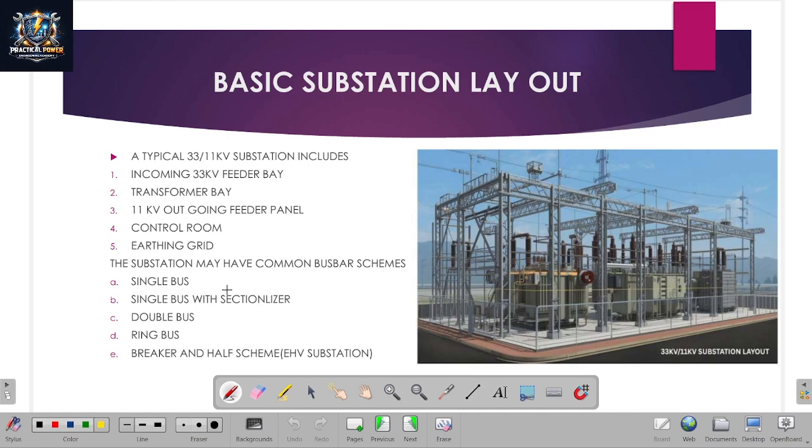So this bus bar system, the substation may have common bus bar schemes. It may be single bus or double bus, or single bus with a sectionalizer. That means one bus is in two sections, and through these two sections there is also isolation, the two sections are isolated. Similarly double bus, ring bus, and breaker and a half scheme. This is applicable only to EHV substations. Our main discussion is on that only.